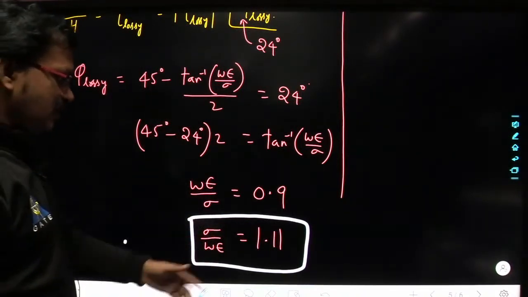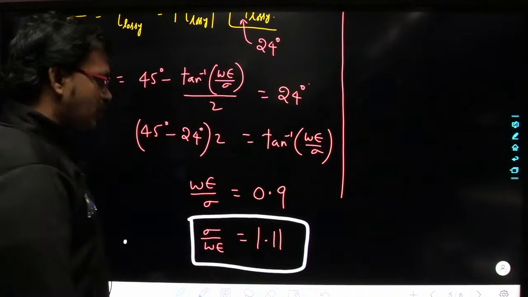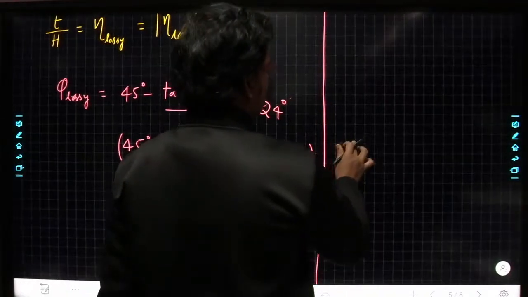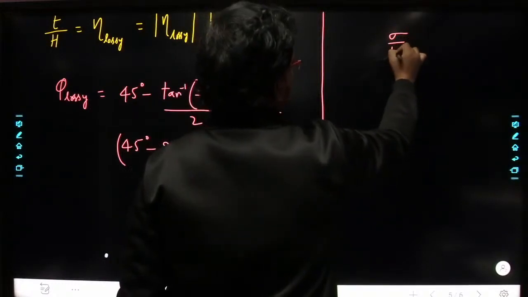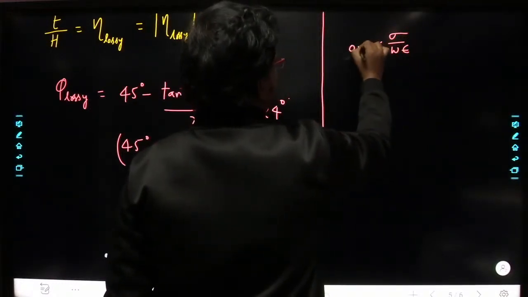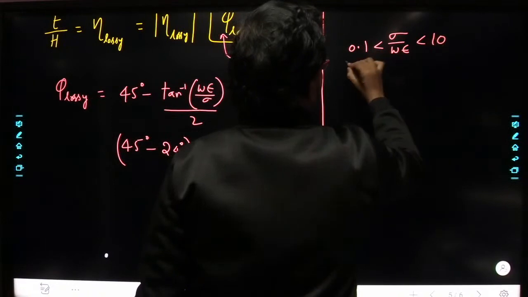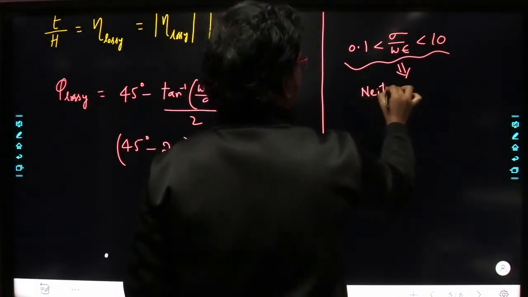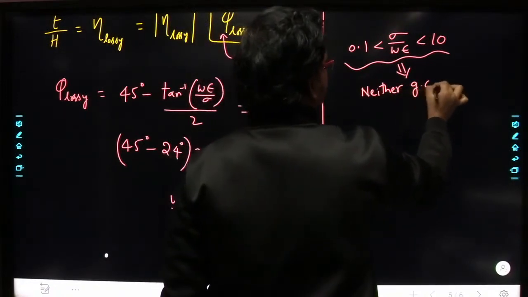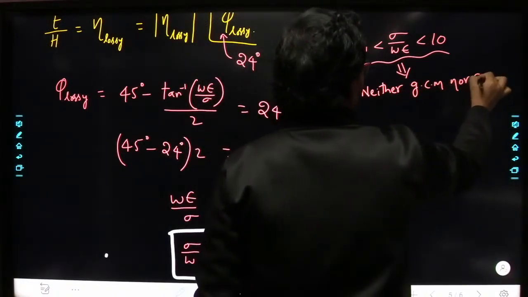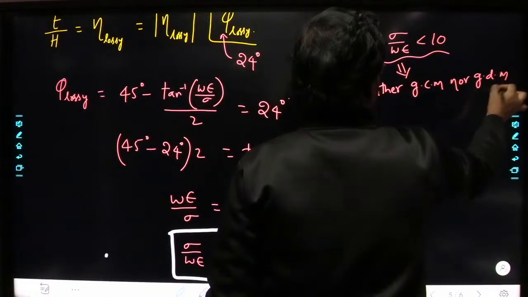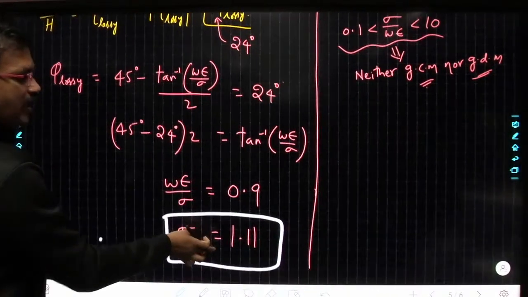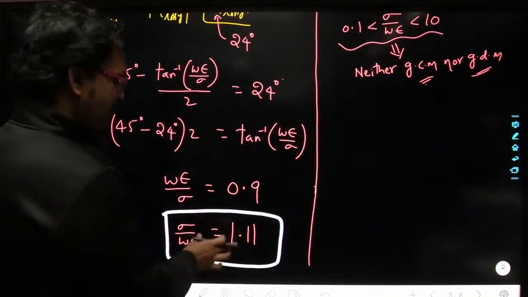See here, the sigma by omega epsilon ratio we got as 1.11. So that means what here? We know that if the sigma by omega epsilon ratio lies between 0.1 and 10, then it is going to behave as neither a good conducting medium nor a good dielectric medium. Yes or no? So here we got the sigma by omega epsilon ratio as 1.11. That means it is between what?